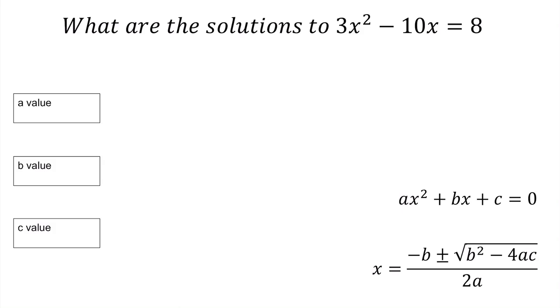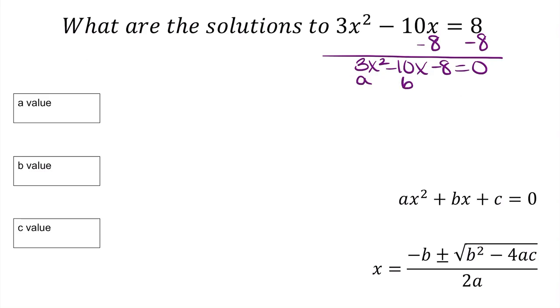Well, notice it's not already set equal to 0, so I'm going to go ahead and subtract 8 from both sides in order to get my equation equal to 0. So I have 3x squared minus 10x minus 8 equals 0. So notice that now I have my values of a, b, and c that I can plug into my quadratic formula. A is 3, b is negative 10, and c is negative 8.